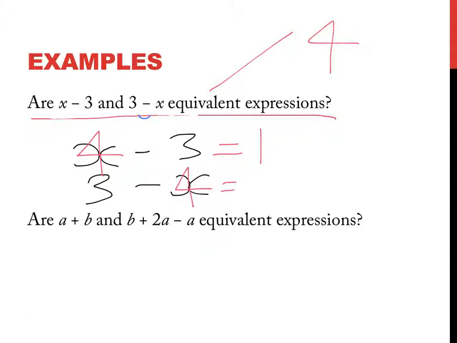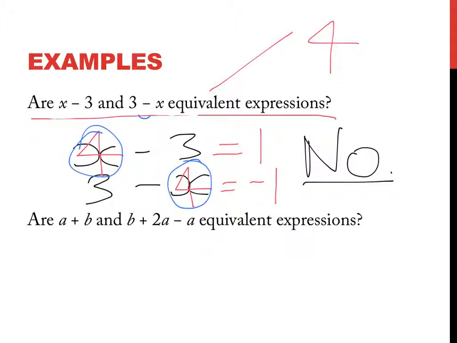What's 3 minus 4? Oh, no, hold on. Wait, 3 minus 4. 3, 2, 1, 0, minus 1. So 3 minus 4 gets me a negative number, and 4 minus 3 gets me a positive number, so no. These expressions aren't equivalent. Even though before when I looked, they looked equivalent, the easiest way to test that is by substituting the same number for the pronumeral.